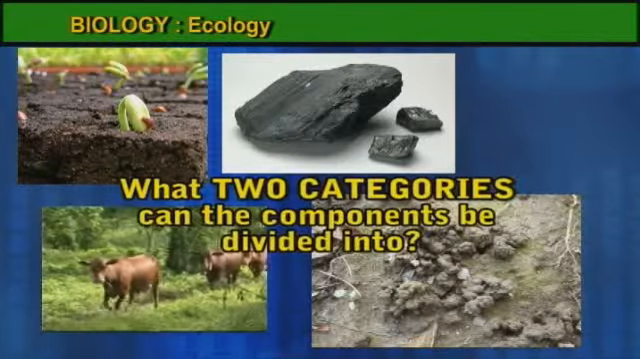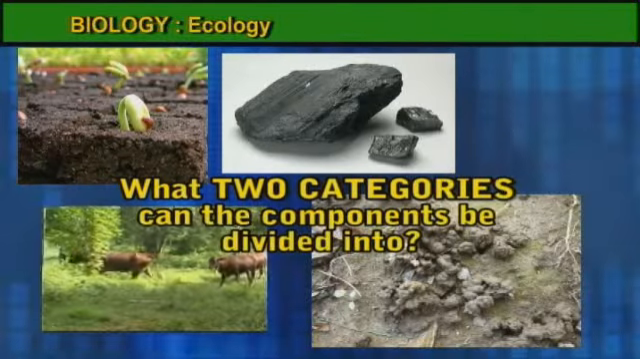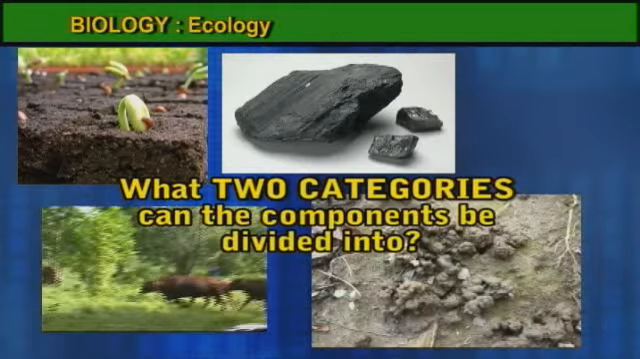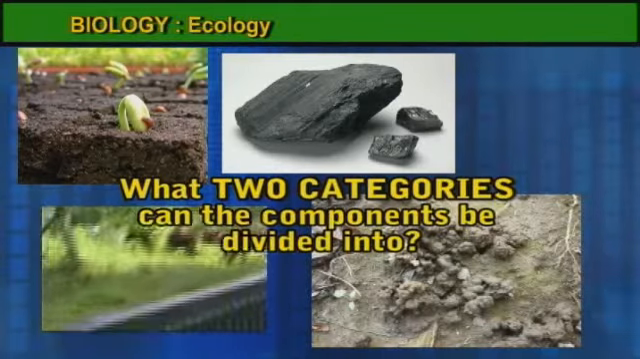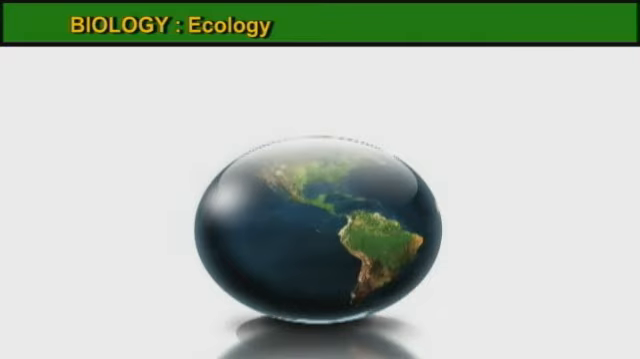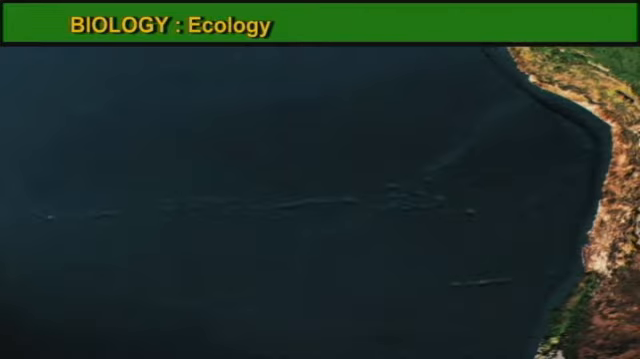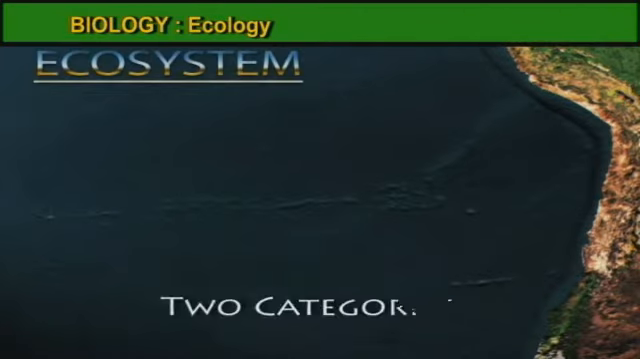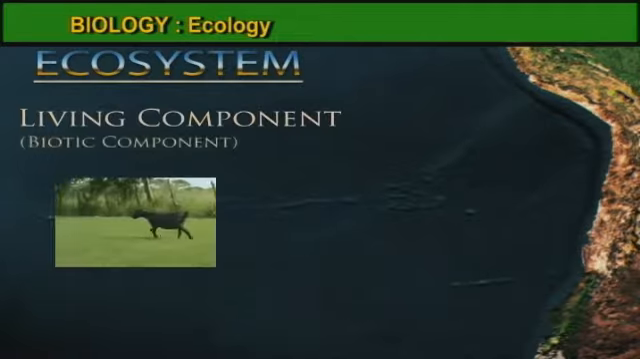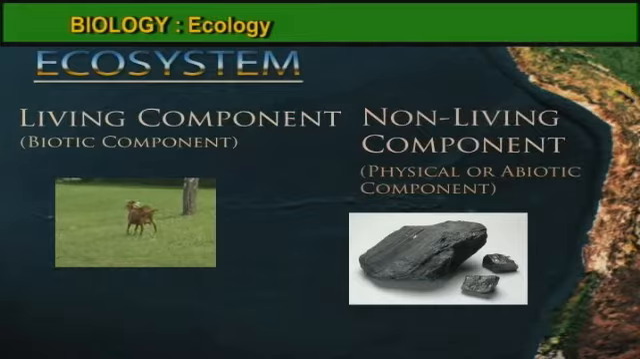Look carefully at the ecosystem being depicted. What two categories can the components be divided into? If you said the living or non-living, you are correct. An ecosystem is therefore divided into two categories: the living component, also called the biotic component, and the non-living component, also called the physical or abiotic component.